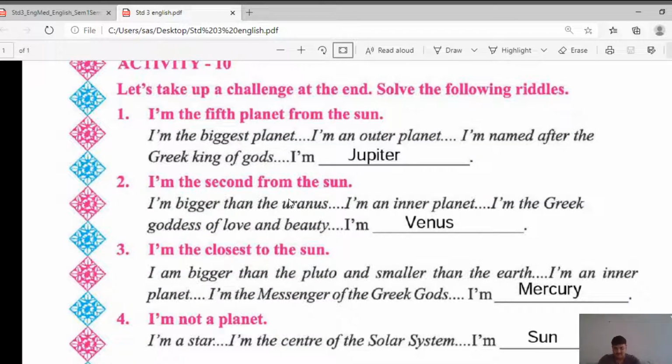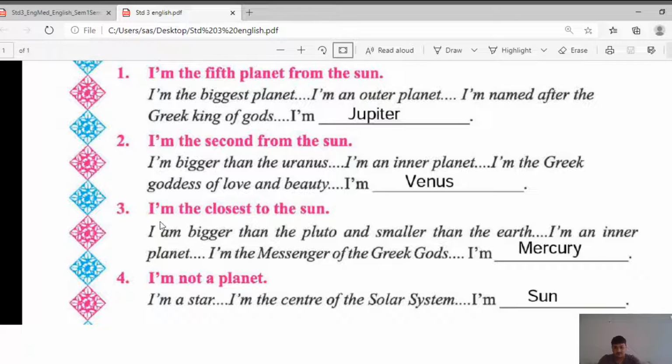Let's move towards the second one. I am the second from the sun. I am bigger than the Uranus. I am an inner planet. I am the Greek goddess of love and beauty. I am dash. So as we know, it's obviously Venus.